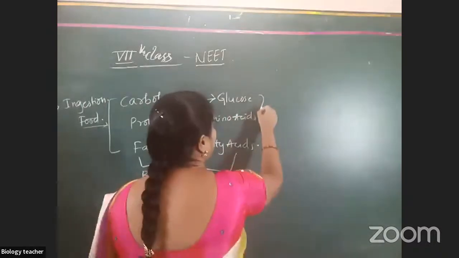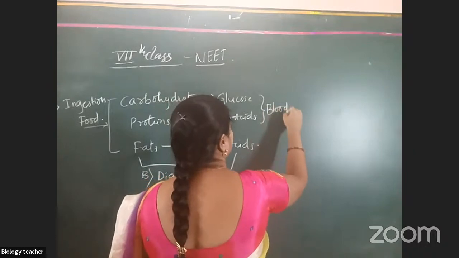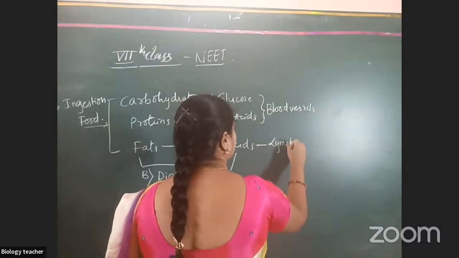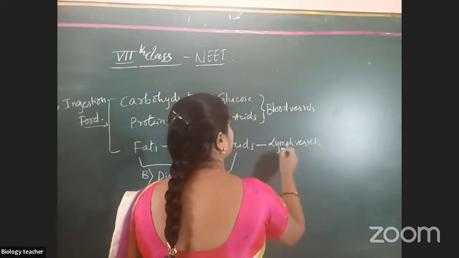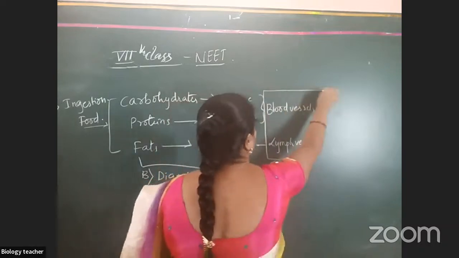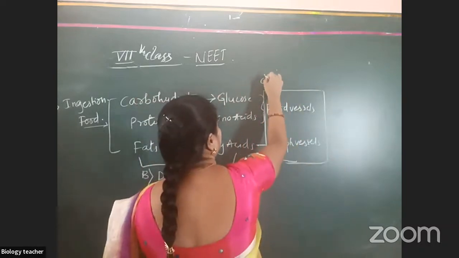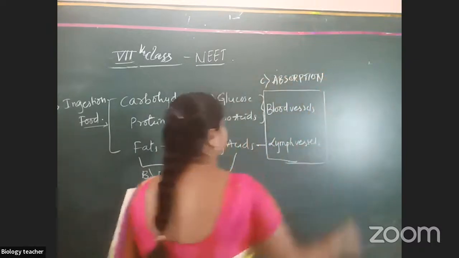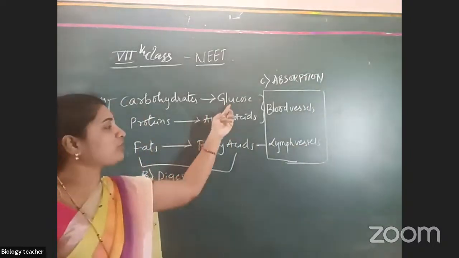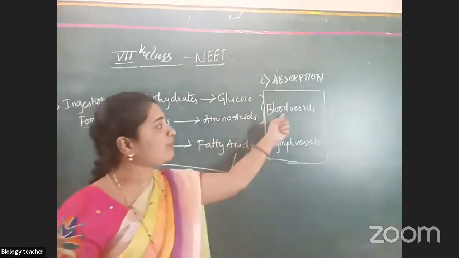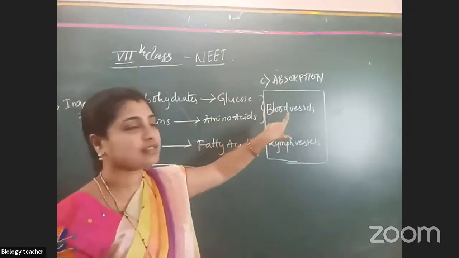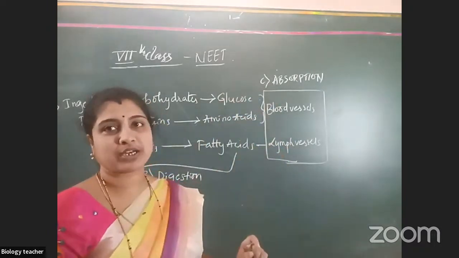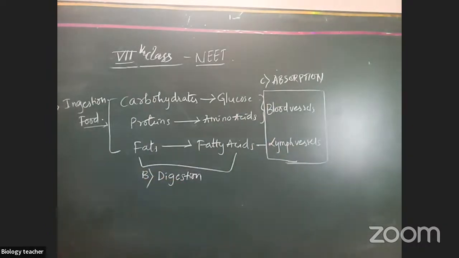So these both are absorbed by the blood vessels, and this one by lymph vessels. So this is known as what? Absorption. What are produced? Glucose, amino acids, fatty acids. These two are absorbed by blood vessels, and the fatty acids are absorbed by lymph vessels. So that is known as absorption.